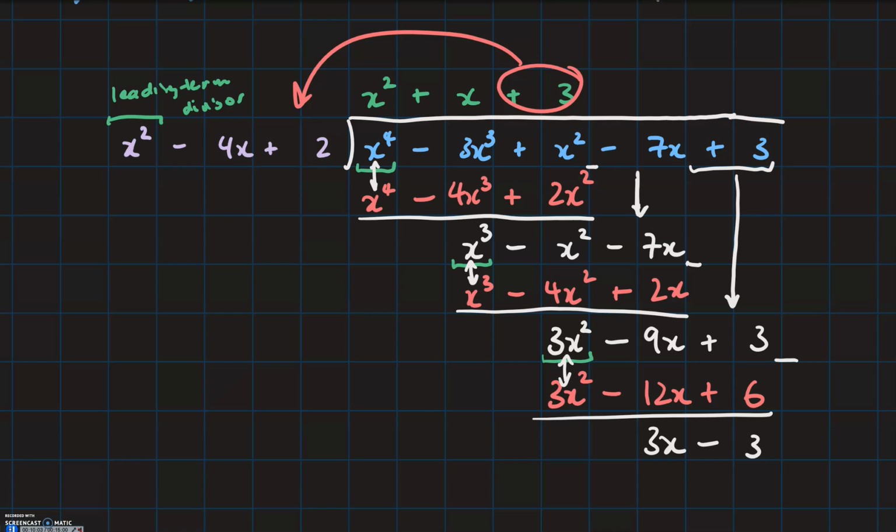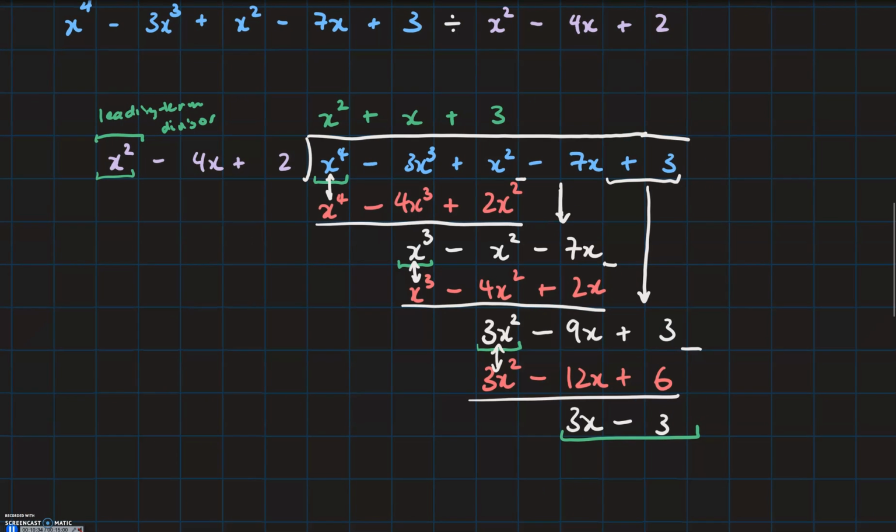At this point, I can check. Okay, I'm going to have a look. Can I divide 3x minus 3 by x squared minus 4x plus 2, my divisor? Well, no. If you have a look, my leading term is x squared, and the degree of that is 2. My dividend, what I have left is 3x minus 3. The degree of that is 1. And so I can't divide that any further. So at this point, I am done.